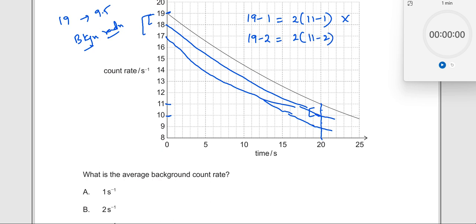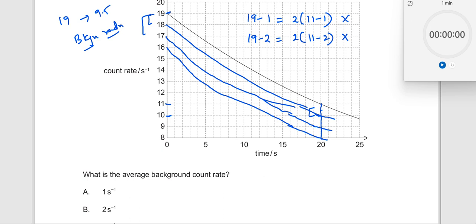Is this right now? 19 minus 2 is 17. This should be 11 minus 2 is 9. 9 into 2 is 18. This is also incorrect. Let us look at the third one here. Third one, where is it? 17 and here it is 16. So this curve should go like this, like this, and touch this point over here.